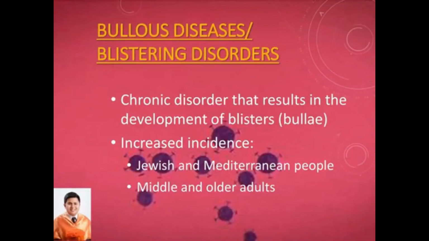Bullous diseases or the blistering disorders. A blistering disease is a condition in which there are fluid-filled skin lesions. It is a chronic disorder that results in the development of bulla or bullae. In this condition, the vesicles are small in size, less than 5 millimeters in diameter, and the blisters may break or the roof of the blister may become detached, forming an erosion.